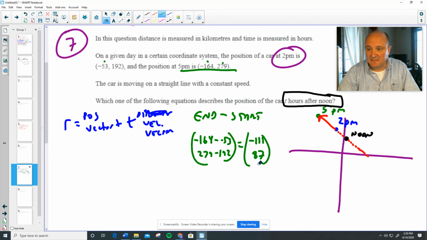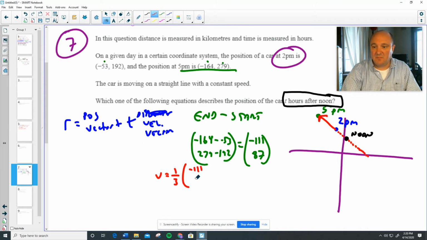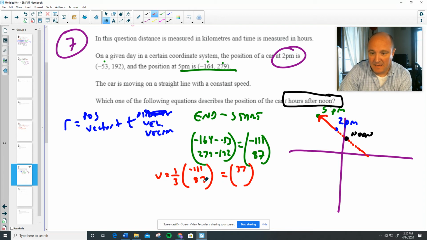But to convert it to a velocity vector, I need to divide by the number of hours. So I need to multiply this vector by 1/3. And when I do that, 1/3 times 111, you might think it doesn't go in, but it does. It's 37, negative. And 1/3 times 87 is 29. So here's my velocity vector. I just figured out what goes on in this part of the equation. So now I know that this is how much I'm going every single hour. I'm going negative 37 to the left and 29 up. So I can easily work backwards to figure out where I was at noon.